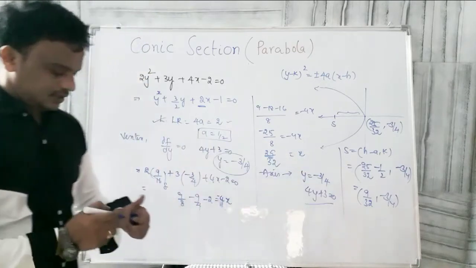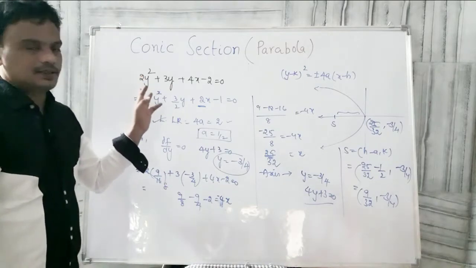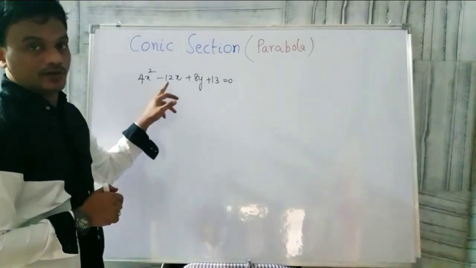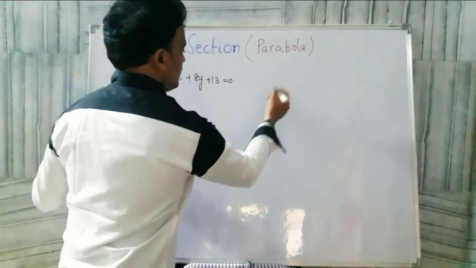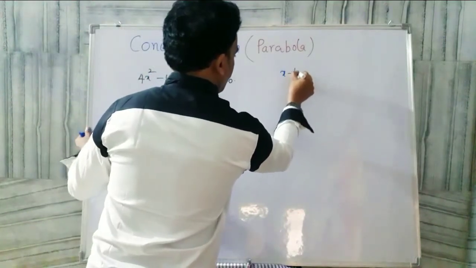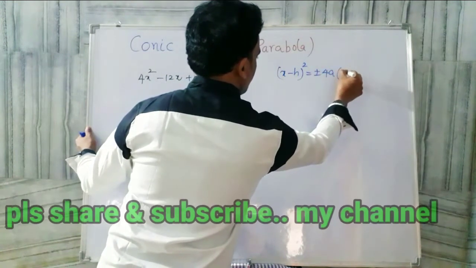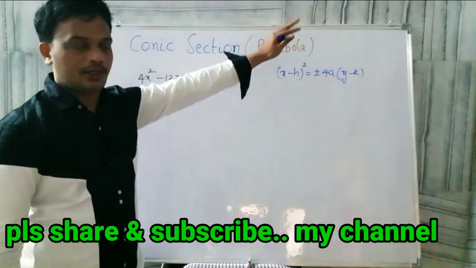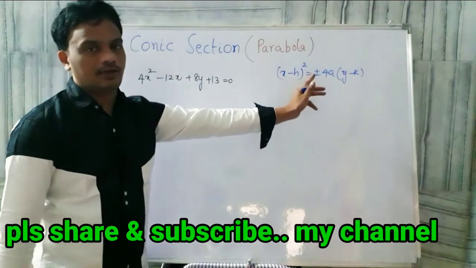So let us take one more problem with the second degree in the variable x. Students, come on, make a note. Let us see one more equation. Now the variable x has the second degree equation. It may be in the form of x minus h whole square equals plus or minus 4a into y minus k. Plus 4a is an upward parabola, minus 4a is a downward parabola. That depends upon the a value.